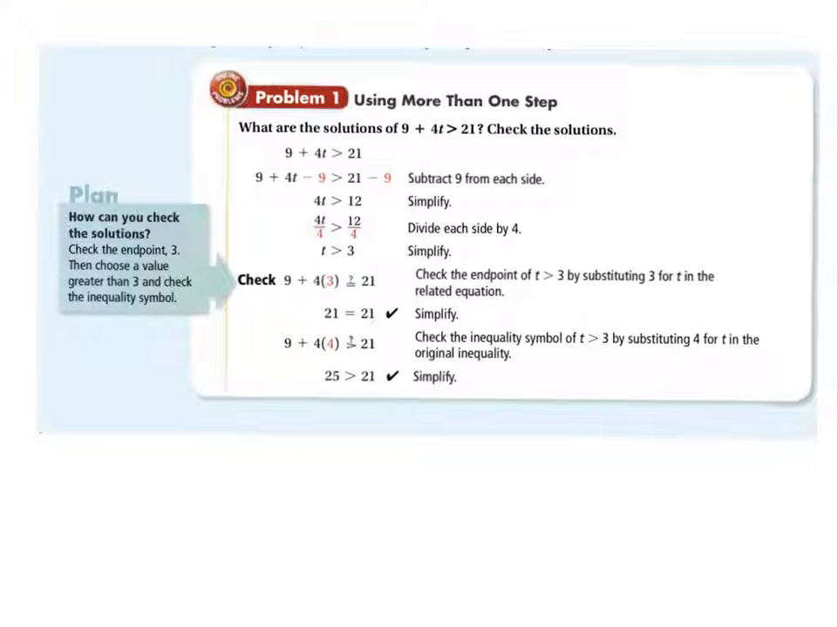So my solution here, I go ahead and subtract the 9 from both sides. So 4t is greater than 12. Divide the 4, and t is greater than 3. Nothing changes. And again, you can do the check. Check that 3. Check some other numbers before and after 3 and see if they work or don't work accordingly.